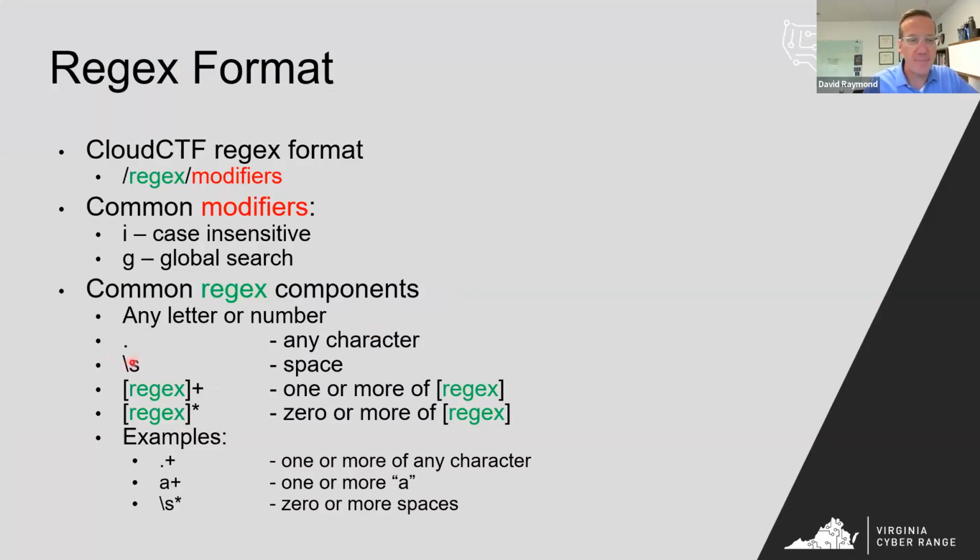A backslash s matches a space. We'll use this in our Thomas Jefferson example. If I have a regex and a plus, then I can match one or more of those things. And if I have a regex and a star, then it's going to match zero or more of those things. So here are some examples, right? Dot plus, one or more of any character. A plus, one or more a's. Backslash s with a star, that's going to match zero or more spaces. And these can become arbitrarily complicated.